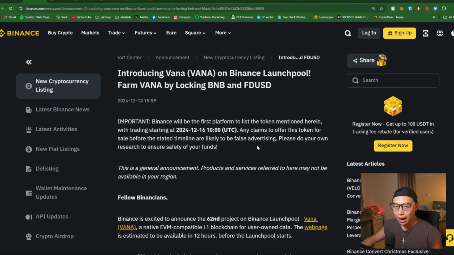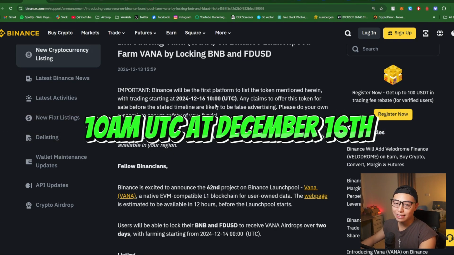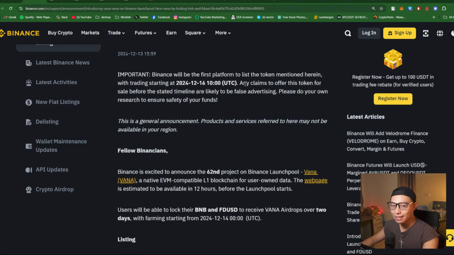This is the official announcement from Binance saying that VANA is on the Binance Launchpool, the 60th project. The trading will start at about 10 a.m. UTC on December 16, but we will come back to this in a little bit. For now, let's learn what VANA is.